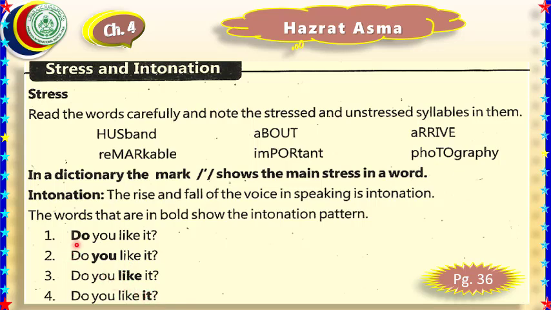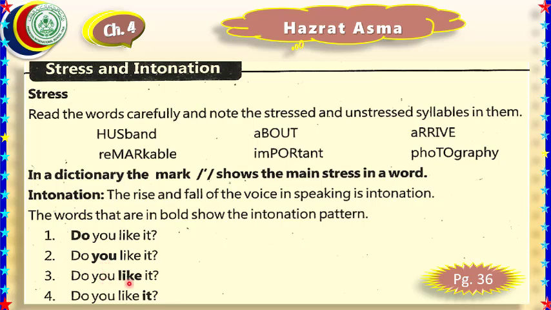You can see the words in each sentence are the same. But we have stressed different words in these four sentences. When we stress a different word, the meaning changes. When we focus on do, it means this is a question. Someone wants to ask someone else if he likes it. When we focus on you, it means the person asking the question is not sure about the person. In fact, it is unbelievable for him that the person likes that thing.